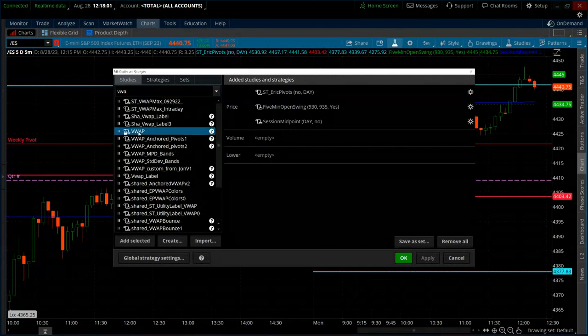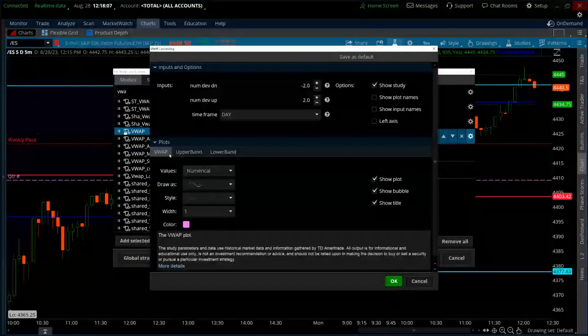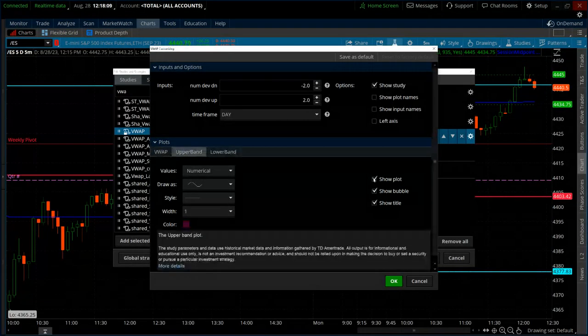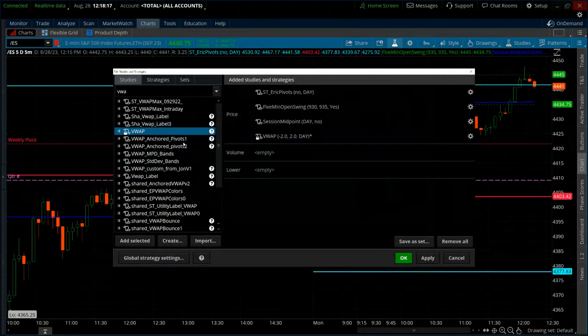I'll just use this one. Let me just use a straightforward, basic VWAP with no bands. You can see I've got bands, but I can choose not to show those. And it was in that cyan color. And then I mentioned to you that I've got my trend candles on there.